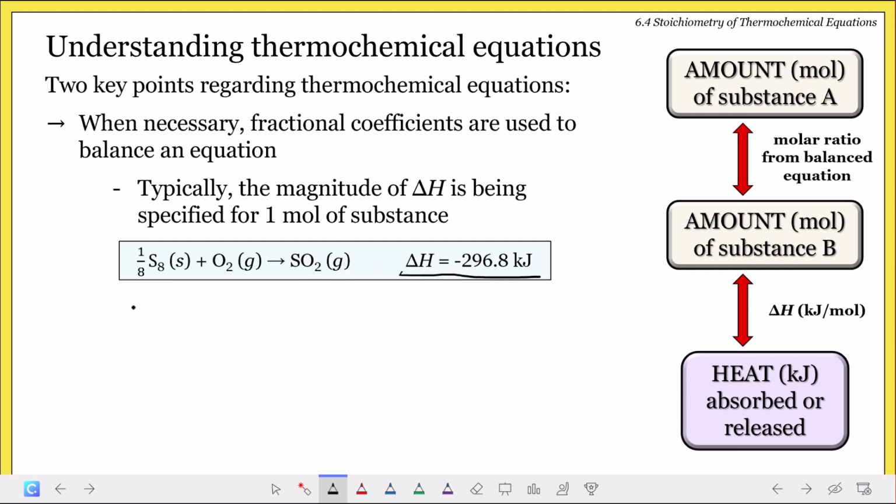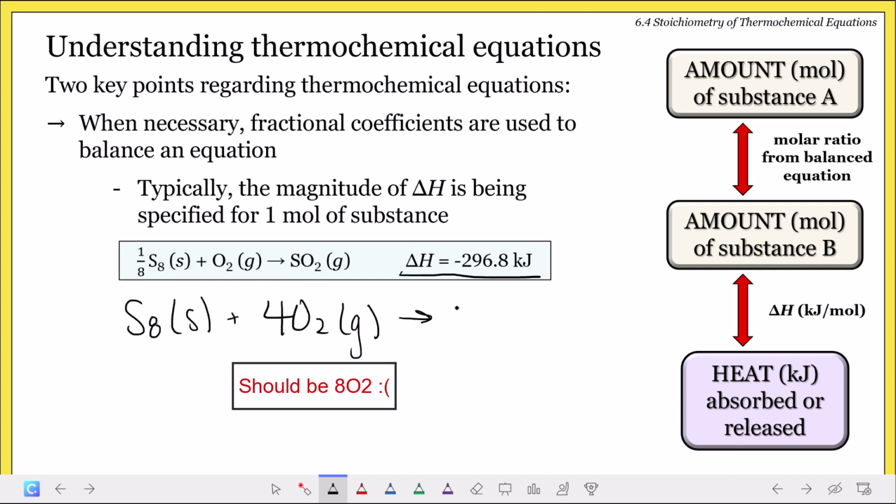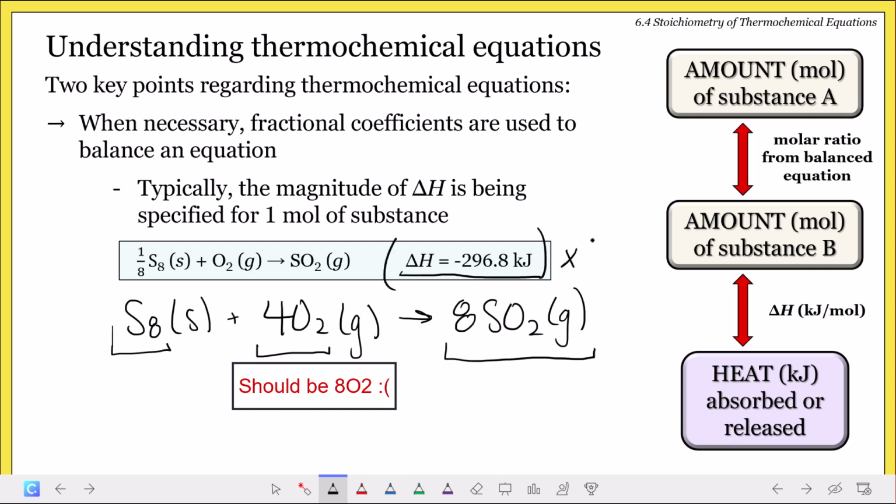some substance. So we could write this like S8 plus 4 oxygen gas yields 8 moles of sulfur dioxide gas. So this is more like what we saw in our first unit. But if we change the amount of substances here, so if now I'm talking about the formation of 8 moles of sulfur dioxide, well, what I'm going to find is that I would have to multiply this change in enthalpy by 8, because this value that they're providing here is the change in enthalpy associated with the formation of 1 mole of sulfur dioxide. So more conventionally, we're going to see something like this.